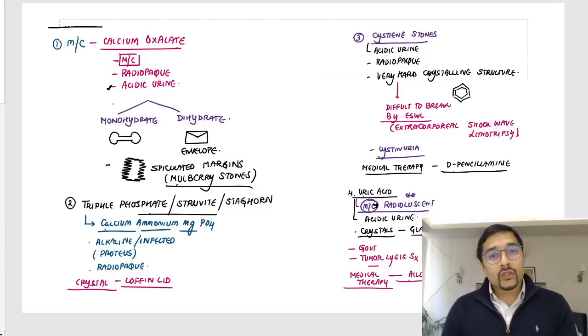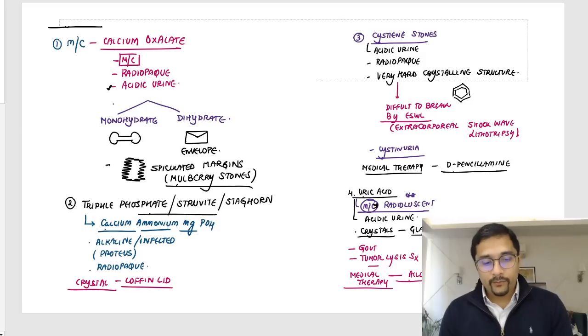Triple phosphate or struvite or staghorn calculi is calcium, magnesium, ammonium phosphate.